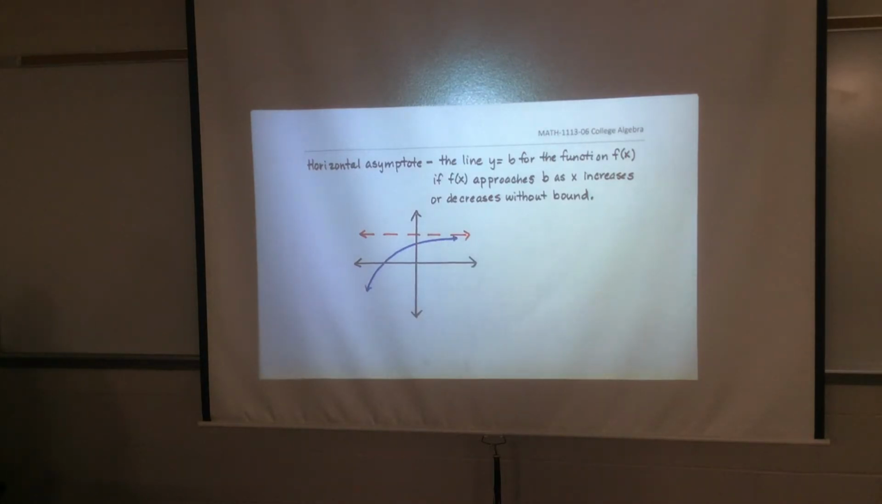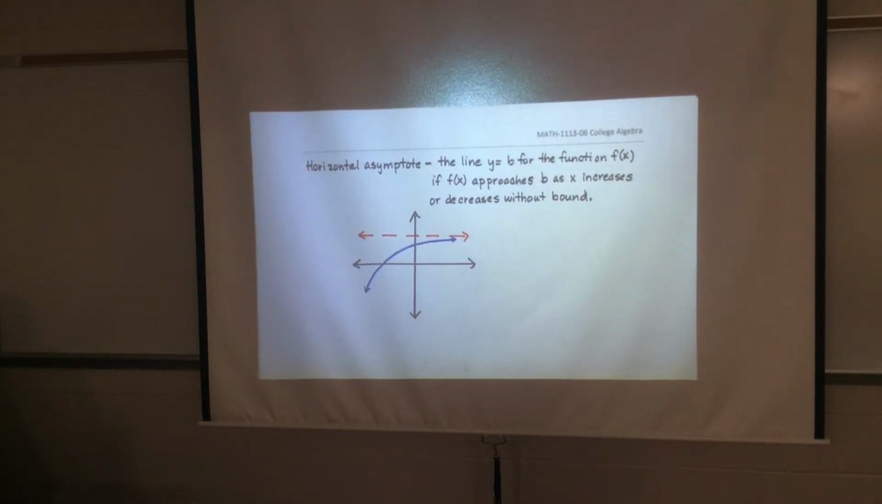It can approach the horizontal asymptote and not necessarily touch it. But here, this can cross the horizontal asymptote. And it all depends upon what your rational function is, okay? Your graph can possibly cross that horizontal asymptote. But for the vertical asymptote, we know the graph can never cross that vertical asymptote. Okay?